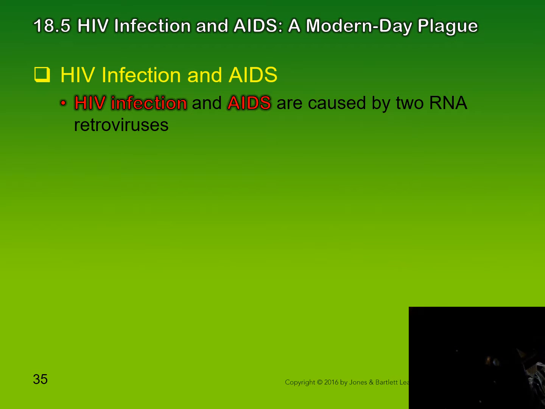So these are retroviruses, meaning that the virus is an RNA which turns into DNA, which then gets incorporated into the cells of the host, in this case humans. And like I said, it was first recognized in 1981. And as I think about that, that's my first year of high school.